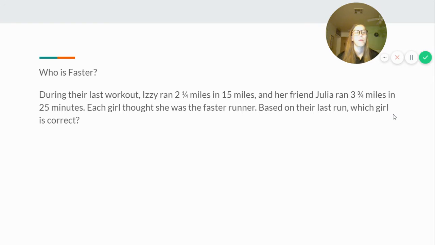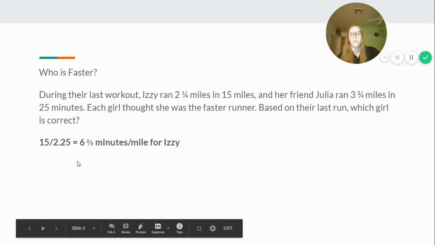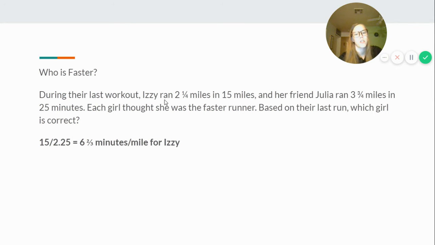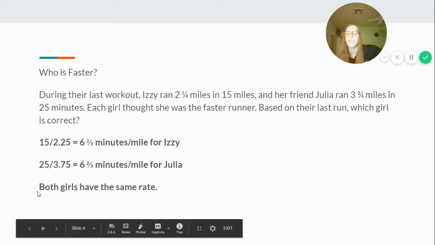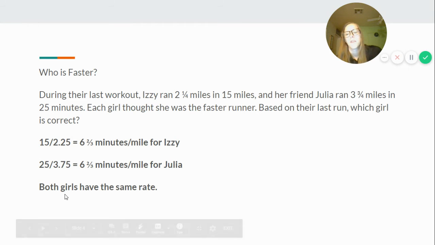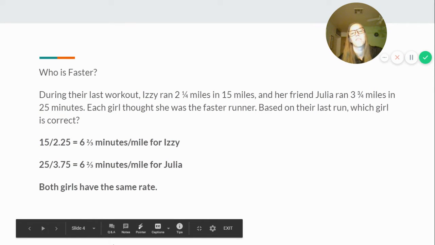Well, we need to figure out how many minutes it takes them to run 1 mile. So here we take 15 divided by 2.25, or 15 divided by 2¼, which equals 6 2/3 minutes per mile for Izzy. Then we have 25 divided by 3.75, or 3¾, which also equals 6 2/3 minutes per mile for Julia. So both girls have the same rate, so technically neither one is faster.